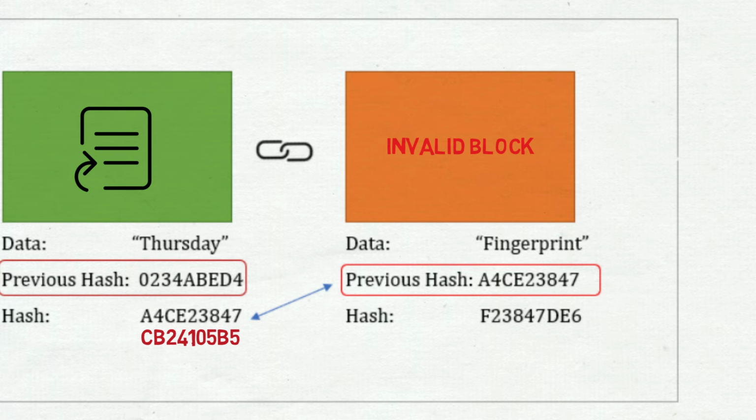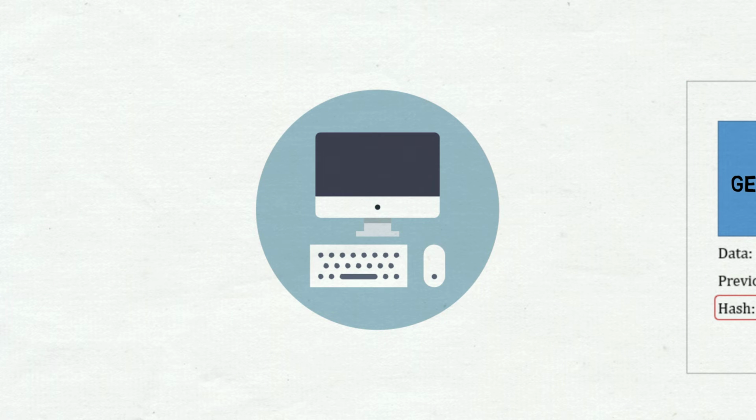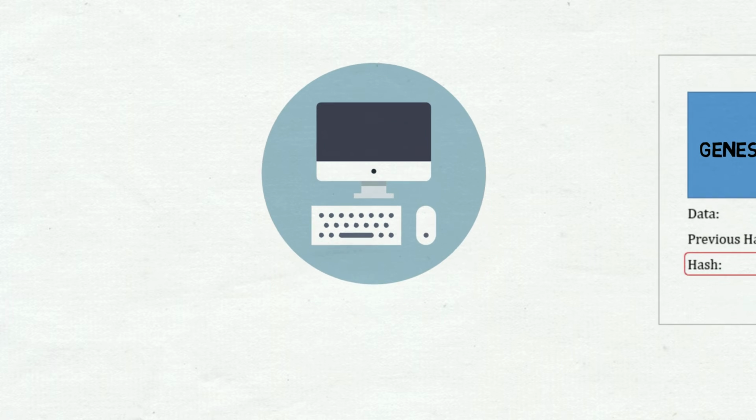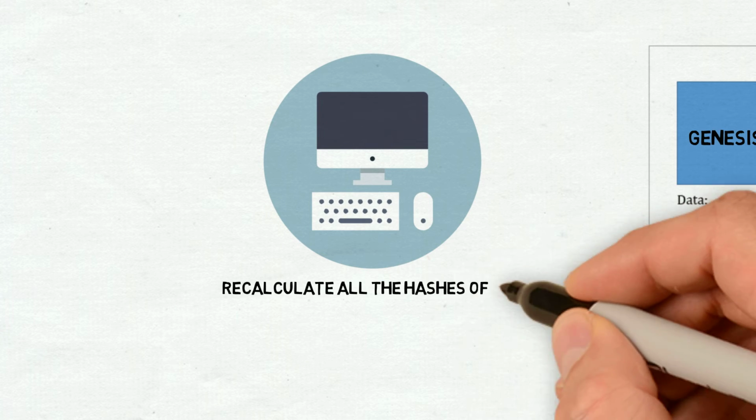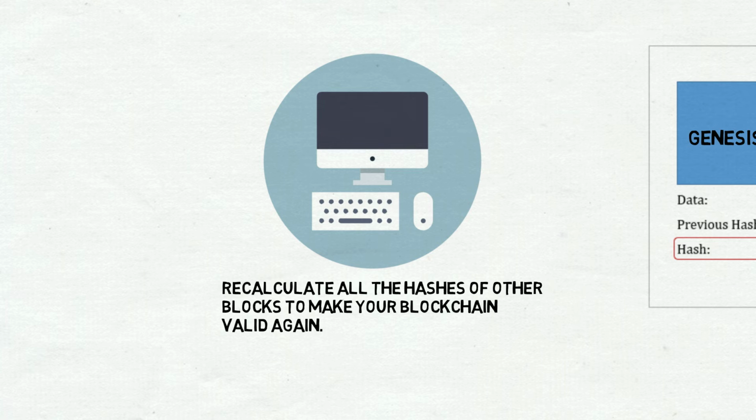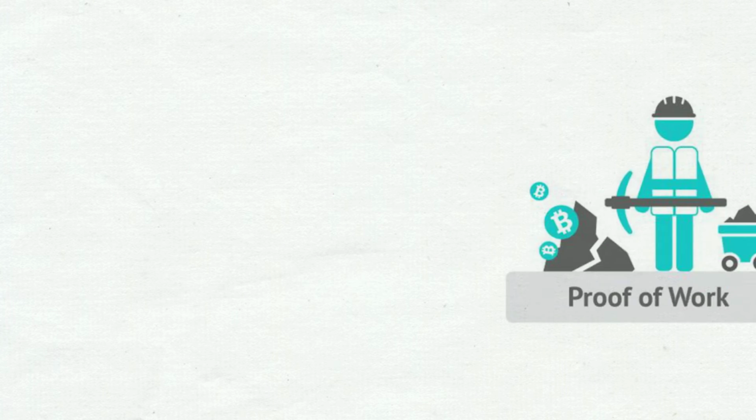But using hashes is not enough to prevent tampering. Computers these days are very fast and can calculate hundreds of thousands of hashes per second. You could effectively tamper with a block and recalculate all the hashes of other blocks to make your blockchain valid again. So, to mitigate this, blockchains have something called proof of work.